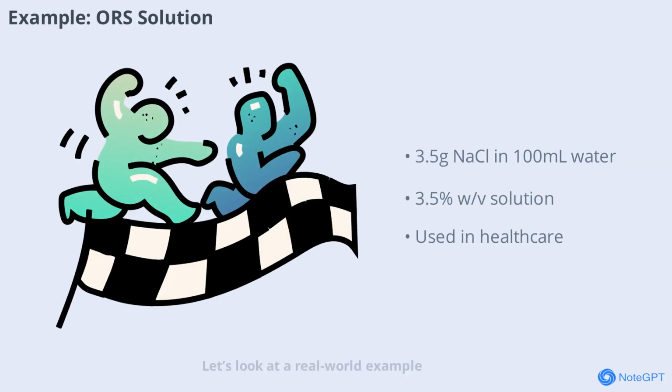Let's look at a real-world example. An ORS solution used to treat dehydration contains 3.5 grams of sodium chloride in 100 milliliters of water. This is written as a 3.5% W/V solution. Such precise measurements are vital in healthcare to ensure patients receive the correct amount of electrolytes. This method is also used in food science and laboratory preparation.